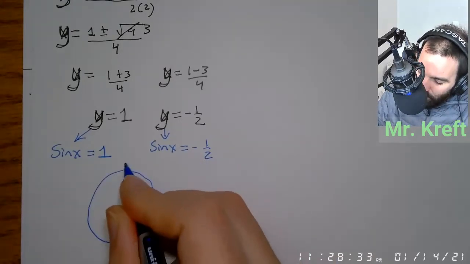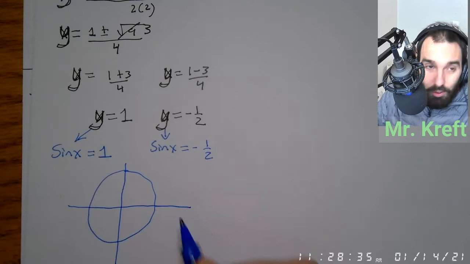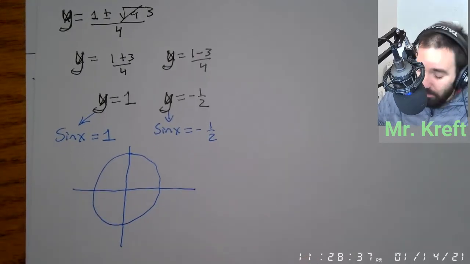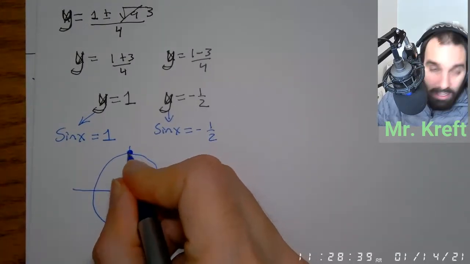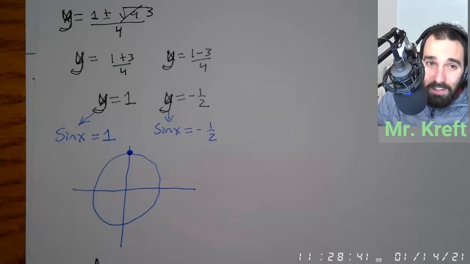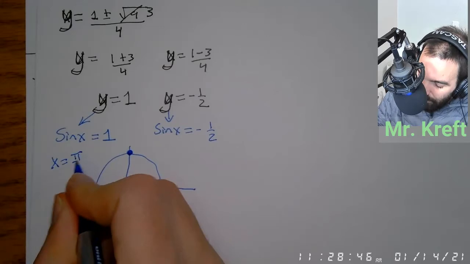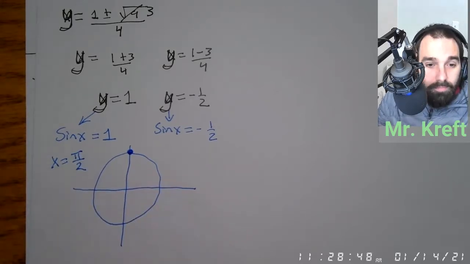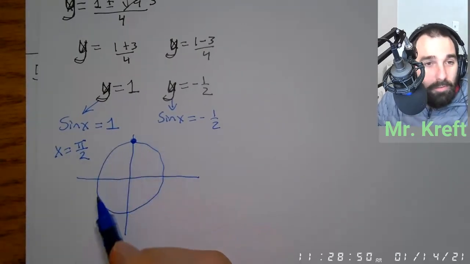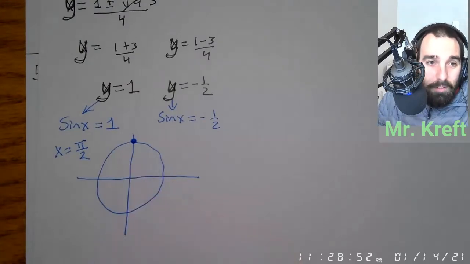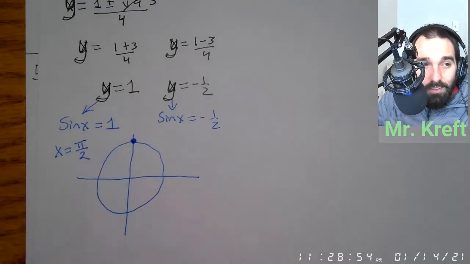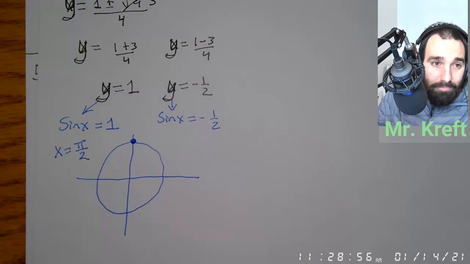So if I take a look at a unit circle, when does sine have a height of 1? There's only one place sine has a height of 1, and that is x equals pi over 2. Okay, if this is my Ferris wheel, that's the only time I'm at 1. So right here, x equals pi over 2. That one's done.